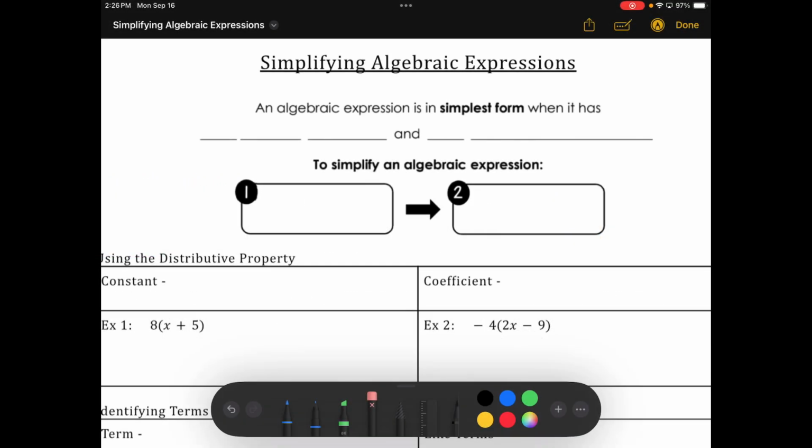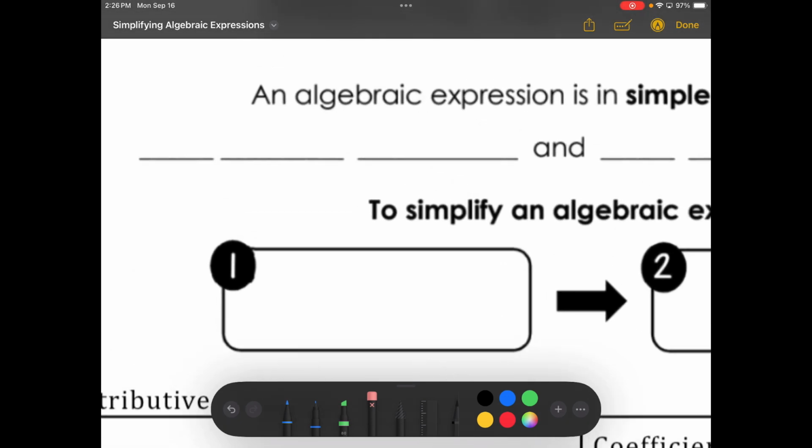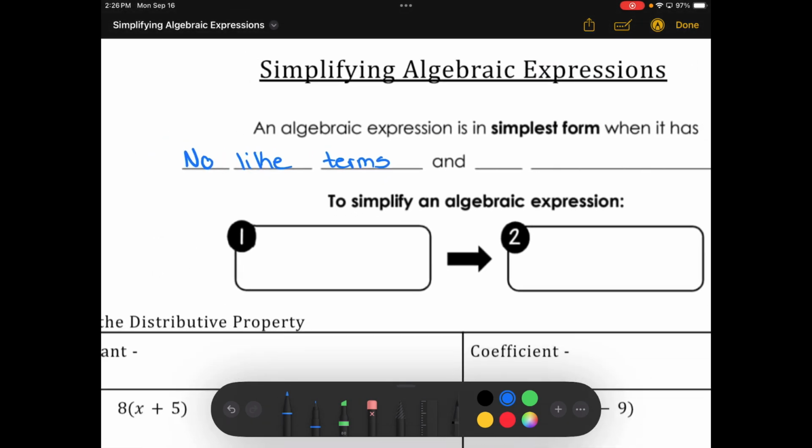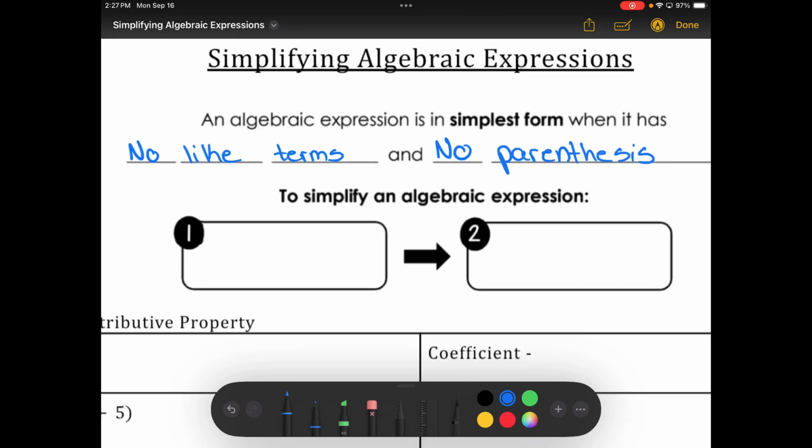Today we're going to talk about simplifying algebraic expressions. An algebraic expression is in simplest form when it has no like terms and no parentheses. There are two steps to simplifying algebraic expressions. The first step is to distribute. And right here, I'm going to put when needed.